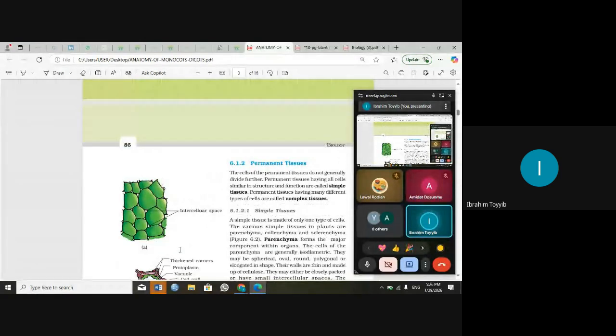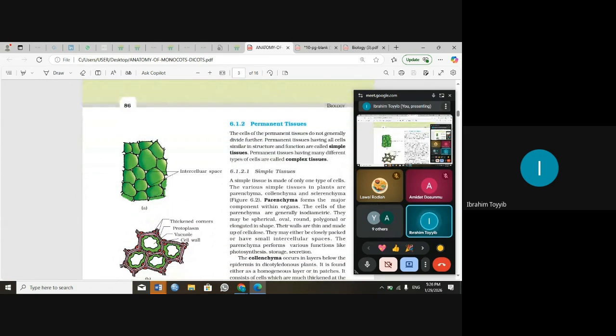So at the beginning of this PDF, I said we have permanent tissues and we have meristematic tissues. It's the meristematic tissue that we'll talk about, shoot and root apical meristem. This permanent tissue is now divided into two: simple tissues and complex tissues.